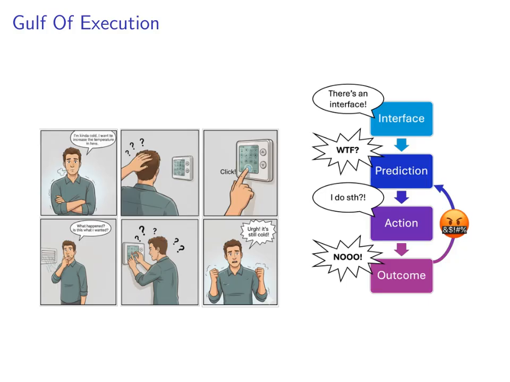The user is cold and wants the room to be warmer. They see the thermostat interface, but the action is not clear. Which button changes the temperature? Which number is current temperature? Which number is target temperature? If the interface does not make those answers obvious, the user may press something only because they are guessing. That is an execution problem.